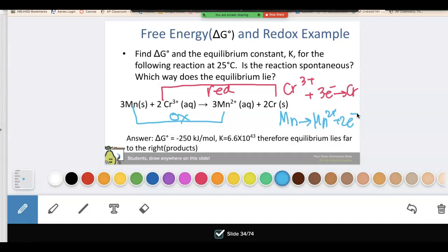You go, well, why are there 3's and 2's and stuff in front? Well, you tell me. Why are there 3's and 2's and stuff in front? Well, because the electrons don't match, right? This is 3 electrons. This is 2. So you multiply this one by 2 to give this 6, 2. This one is 3, 3, 6. And that's what forces the electrons to match. And that's where these coefficients come from.